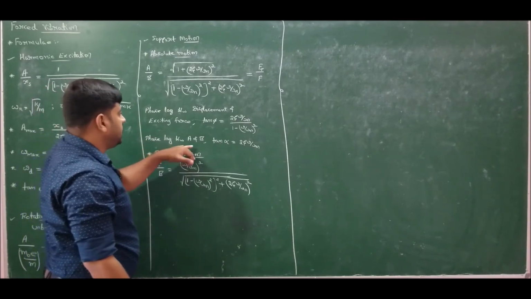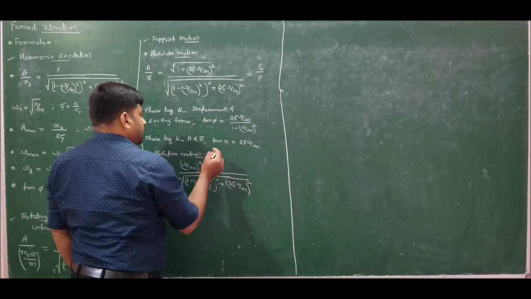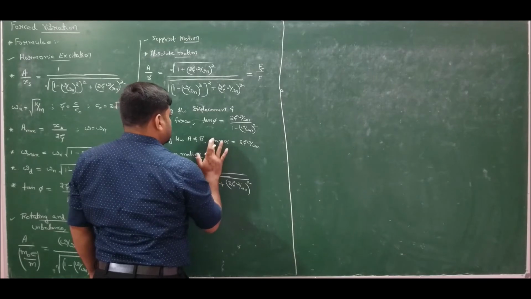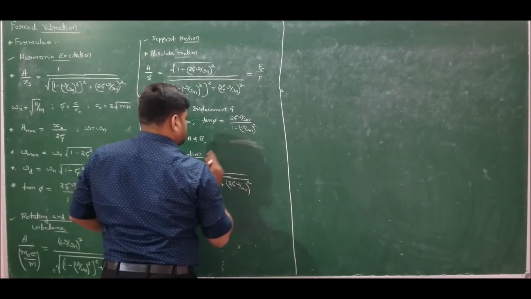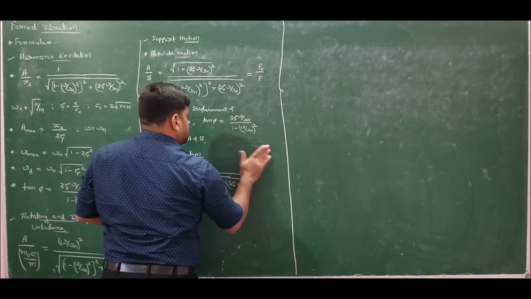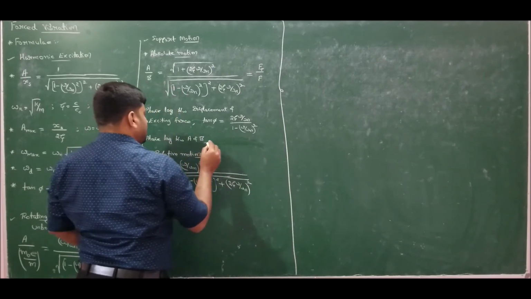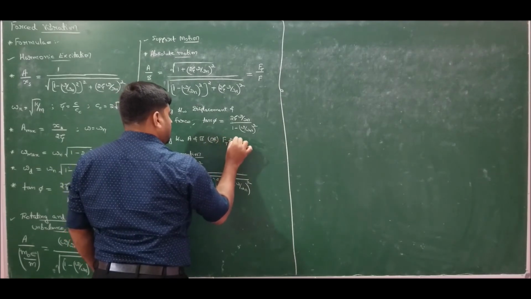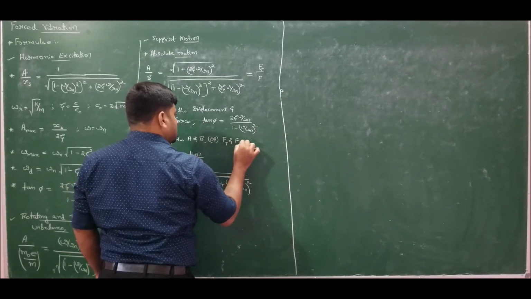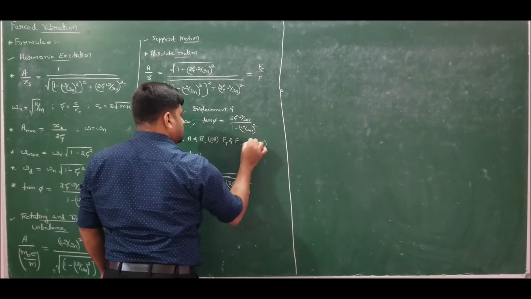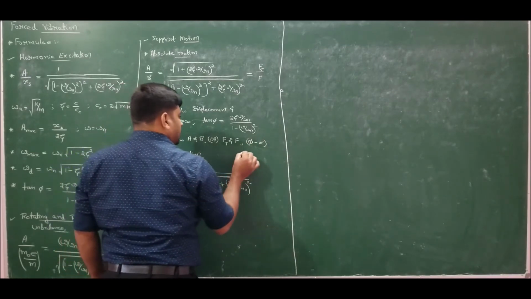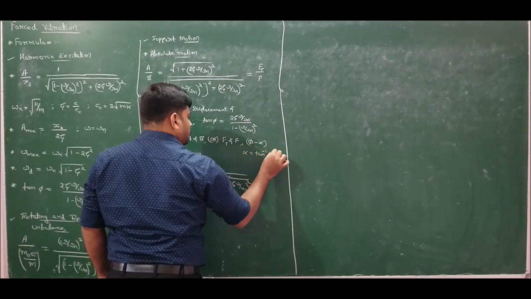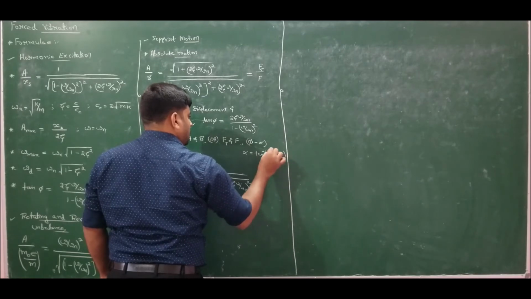Phase lag between Ft and F is alpha minus phi, correct? Ft and F is phi minus alpha, sorry, phi minus alpha. It is phi minus alpha. Phase lag between A and B, or force transmitted and exciting force, is nothing but phi minus alpha, where alpha is already known to us. Alpha is what? Tan inverse of 2 zeta omega by omega n.